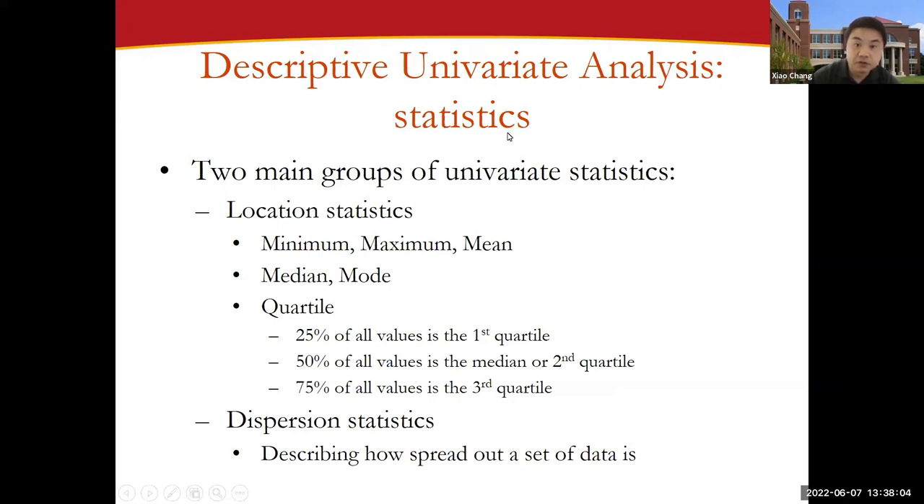For the univariate statistics, I discussed two groups of univariate statistics, including location statistics, for example the minimum, maximum, mean, median, mode, and quantile. The quantile is a basic concept to understand the Gauss plot. And the dispersion statistics, which describes how spread out a set of data is.